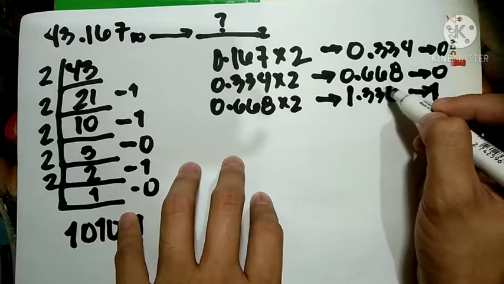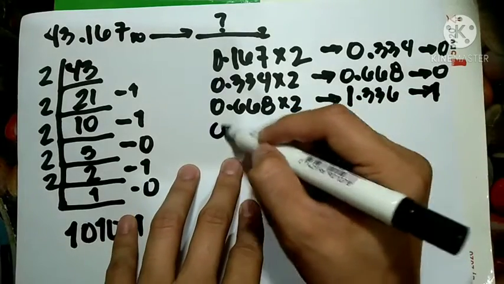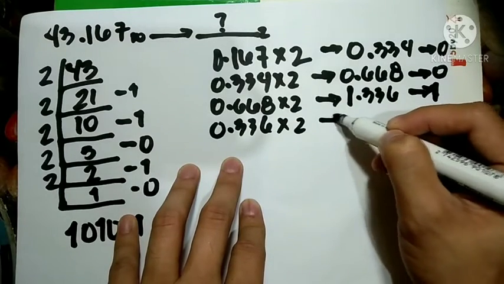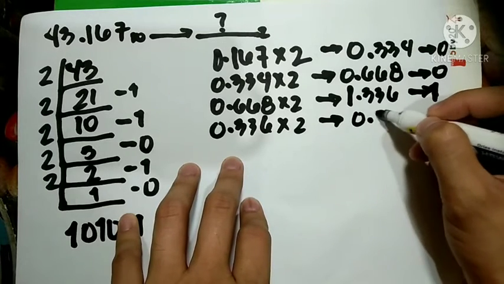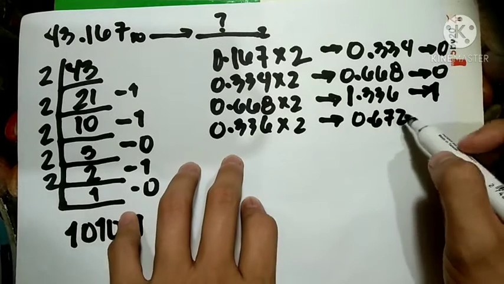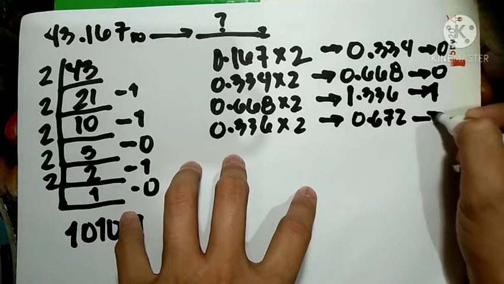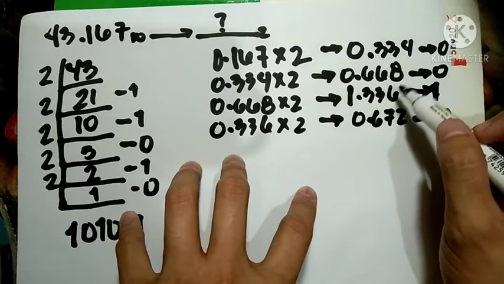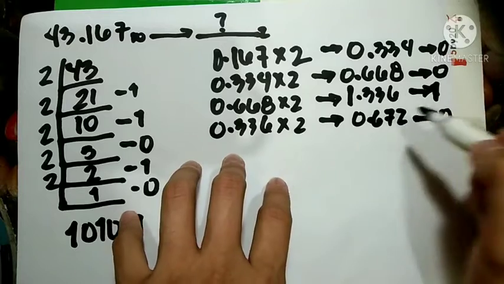Multiply, and let's multiply only its decimal. So 0.336 times 2 is equal to 0.672. It seems it will be never ending. So let's try if we'll get the answer 0. But if no, let's stop right there.